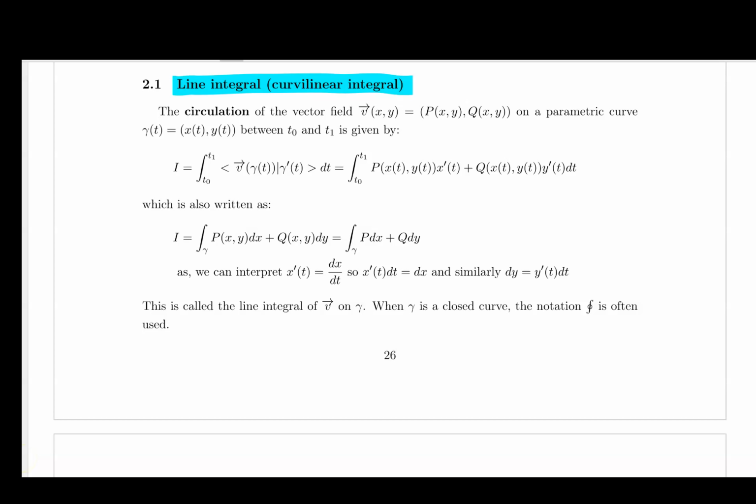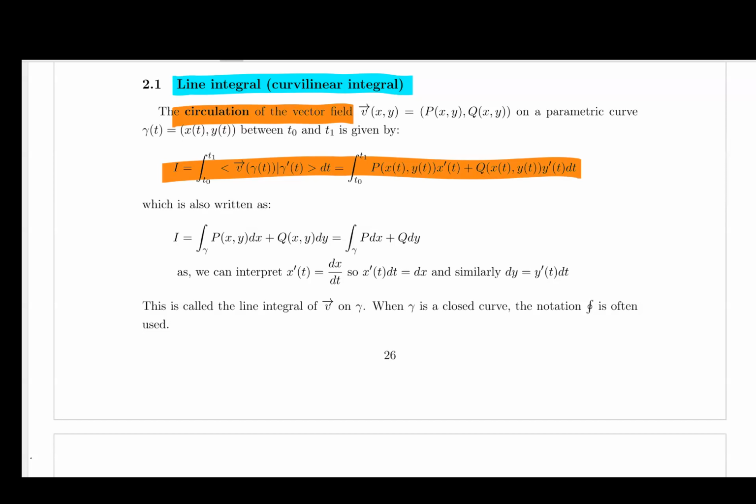So let's relate to what we have in the lecture notes. In the lecture notes, you have the circulation of some vector field that is reminded. This is the formula that we obtained just in the previous video. It's going to be given by the integral of p x prime plus q y prime dt. That's one way to remember that.